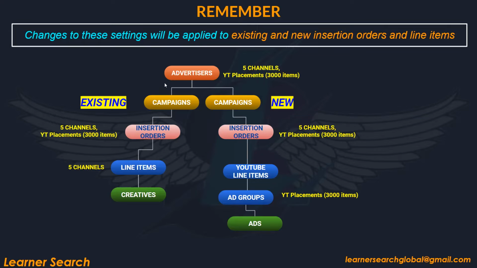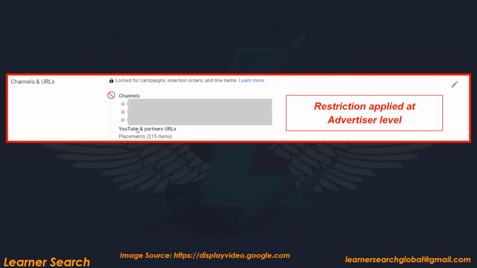That means whatever changes you make at advertiser level, even the levels below, both existing and new ones, get impacted. New ones will inherit, and existing ones will be impacted by the above level changes. So channel URLs, you can see, are locked for campaigns, insertion orders, and line items. This restriction is applied at advertiser level.